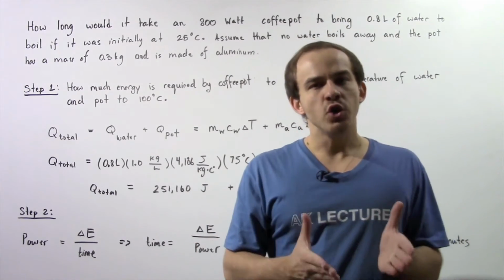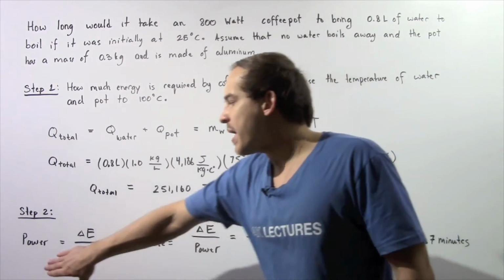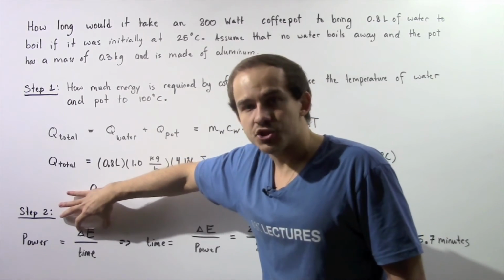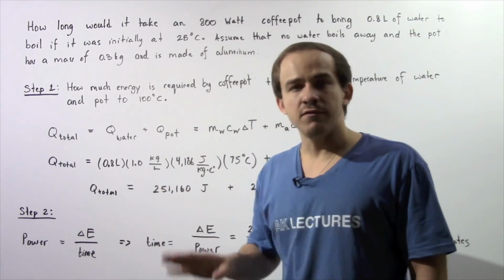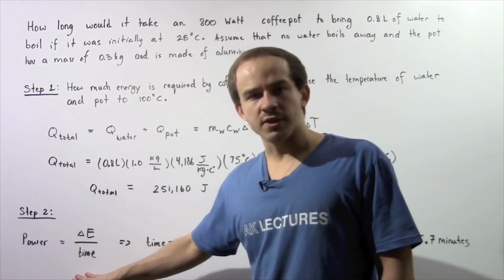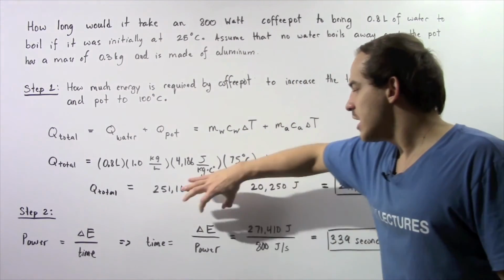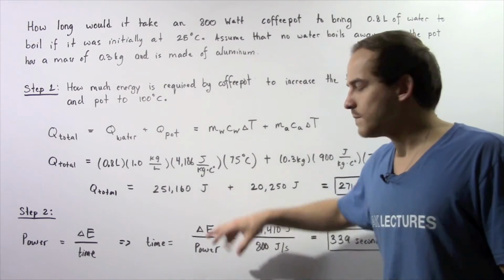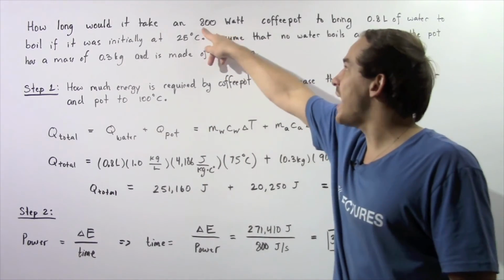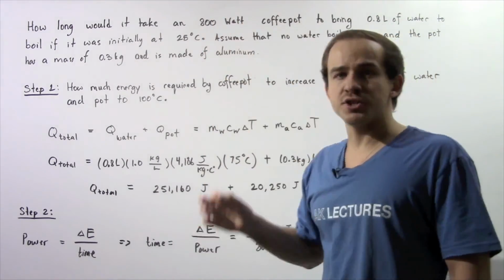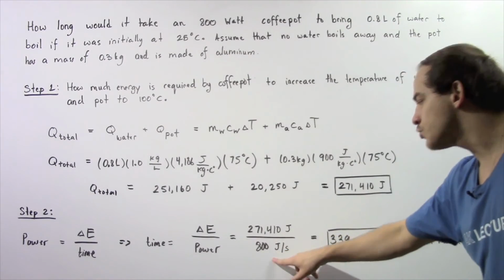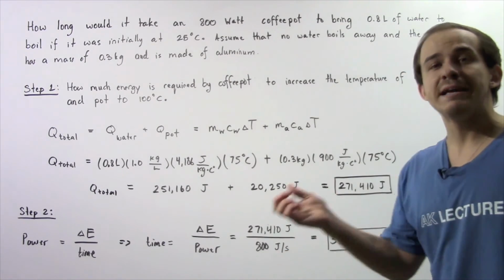In step two, we want to use the equation for power. So power output, which is given in watts, is equal to the change in energy divided by the time. The energy is given in joules, the time is given in seconds. So we take this equation, rearrange it, and solve for the time. So the time is equal to the change in energy divided by the power. So we know the change in energy is equal to this quantity, and we know the power is equal to 800 watts or 800 joules per second. So that means we take this quantity found in step one divided by 800 joules per second, and that gives us the time in seconds.